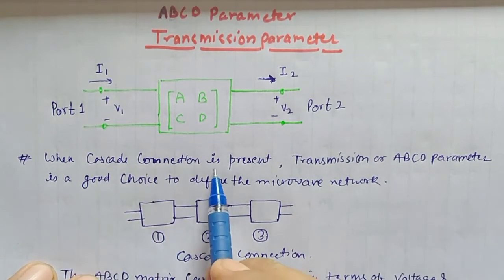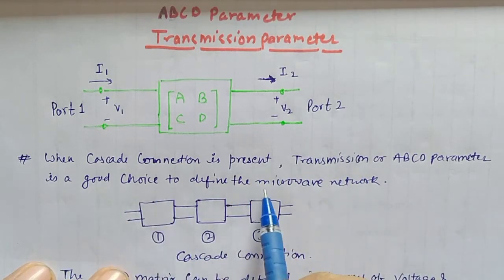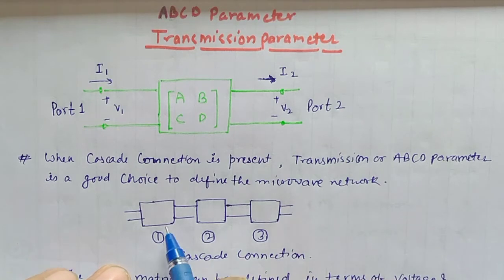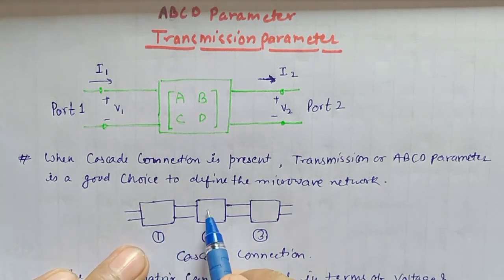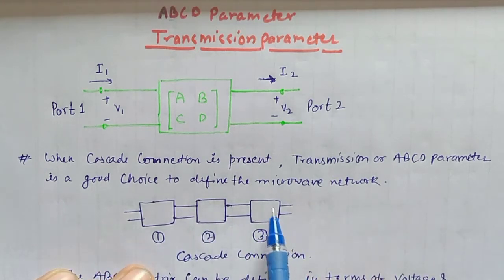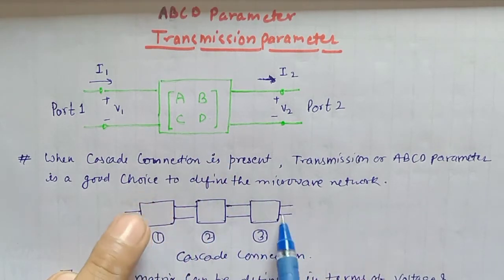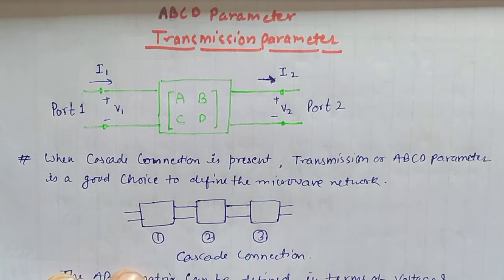So when a cascade connection is present, the transmission or ABCD parameter is a good choice to define the microwave network. It means if we have a number of two-port networks, here I have taken three networks, connected in series or cascade manner, it is easy to apply the ABCD parameter, and we can find the overall ABCD parameter of the network.